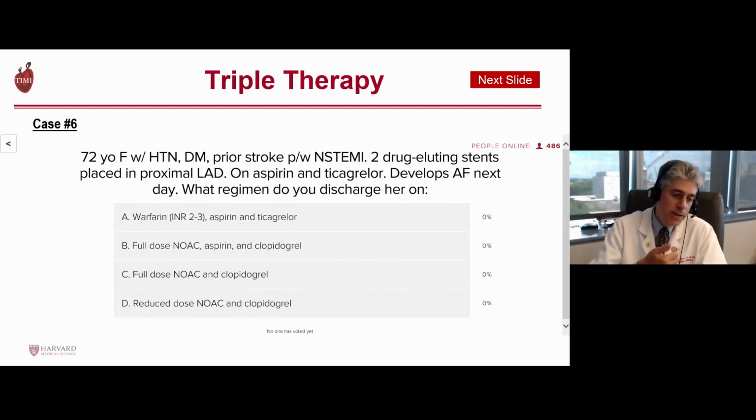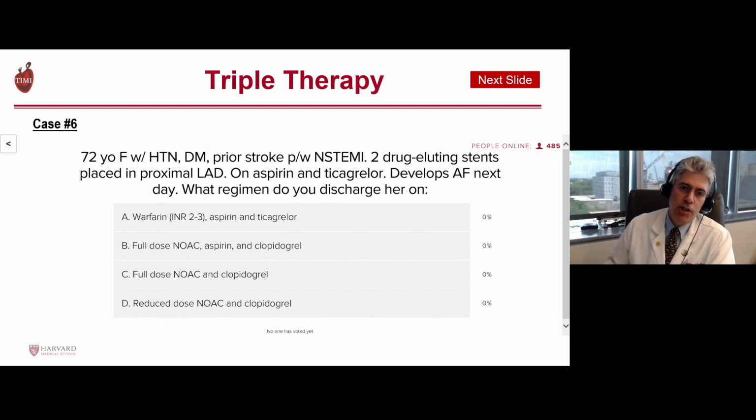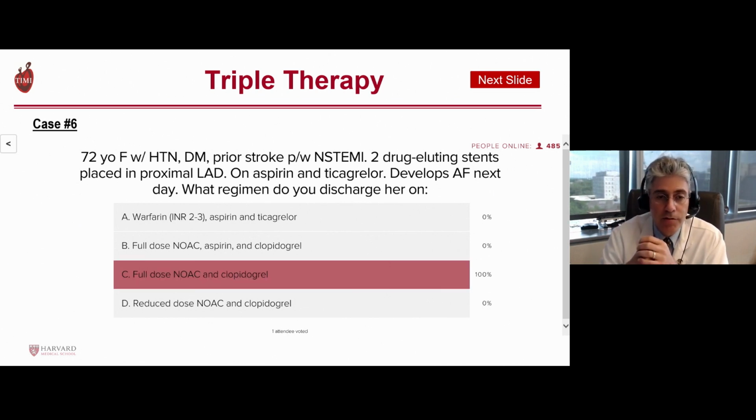All right, now this issue always comes up. It's very vexing. What about so-called triple therapy? So we have a 72-year-old woman with hypertension, diabetes, and prior stroke, who presents with a non-STEMI, 2 stents placed in the proximal LAD, put on aspirin and ticagrelor. All is going well, then the next day she develops atrial fibrillation. What regimen do you discharge her on? Warfarin with an INR of 2 to 3, aspirin, and ticagrelor; full-dose NOAC or DOAC, aspirin, and clopidogrel; full-dose NOAC and clopidogrel, dropping the aspirin; or reduced-dose NOAC and clopidogrel. Let's have the votes now.